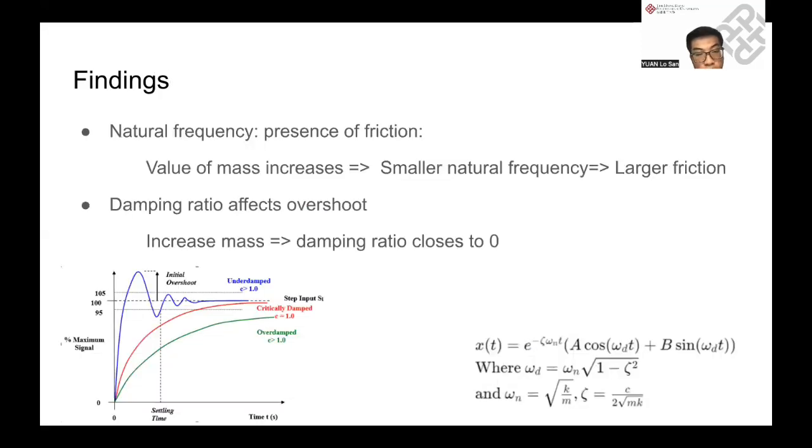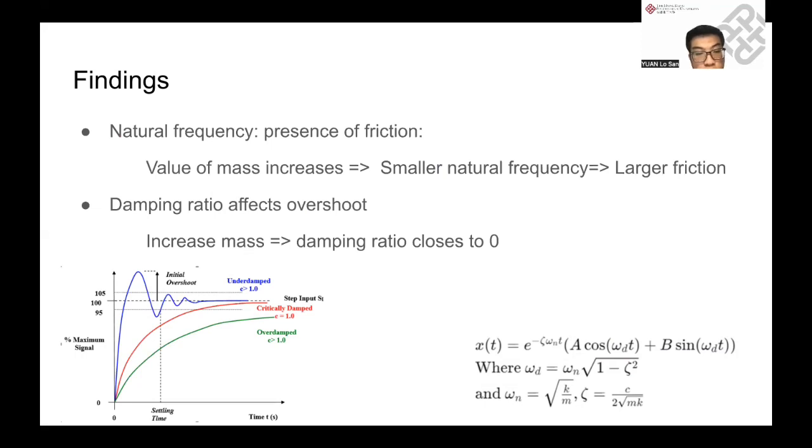What's more, we found how m, c, and k affect the value of the natural frequency and the damping ratio. Natural frequency is like the friction. Once we increase the mass or something else, the natural frequency becomes smaller; the larger friction will bring a shorter frequency.